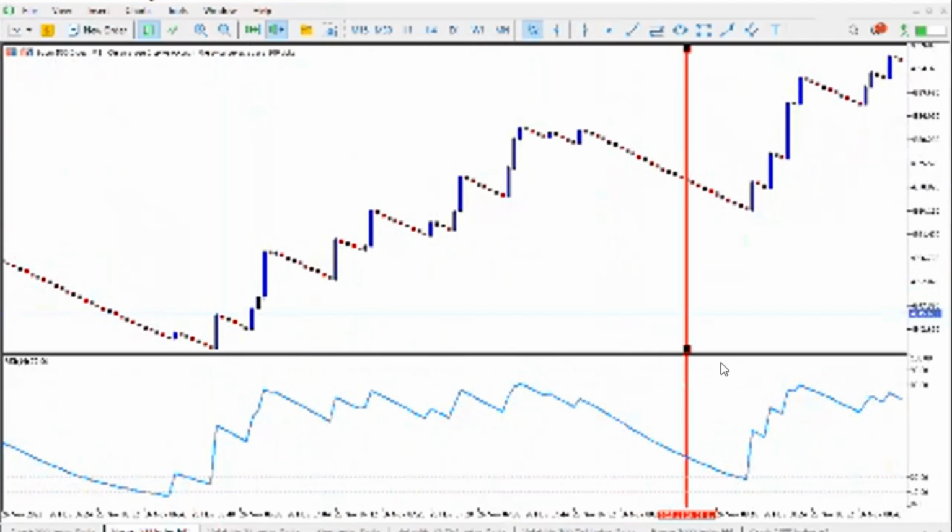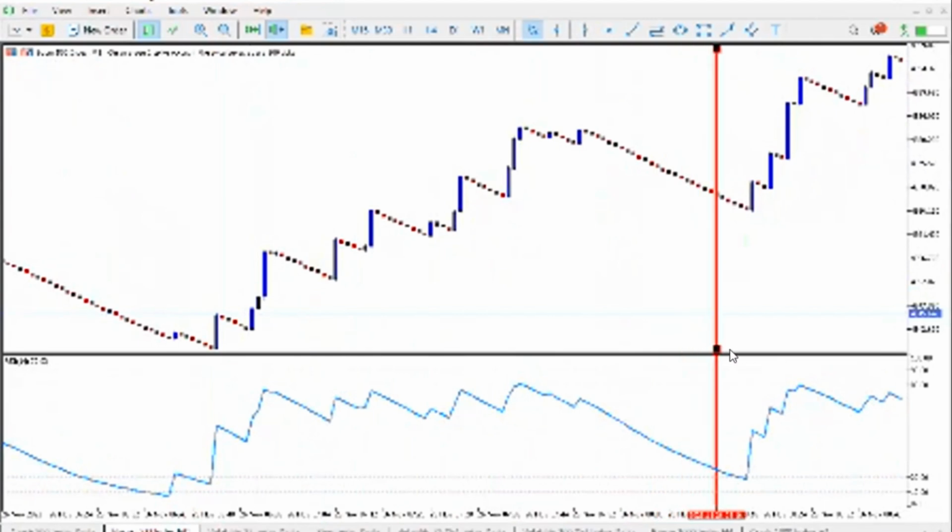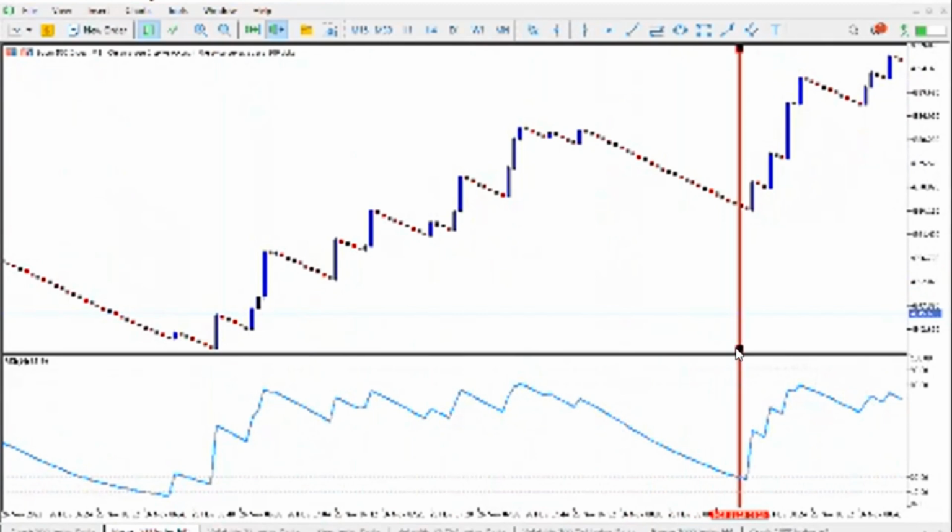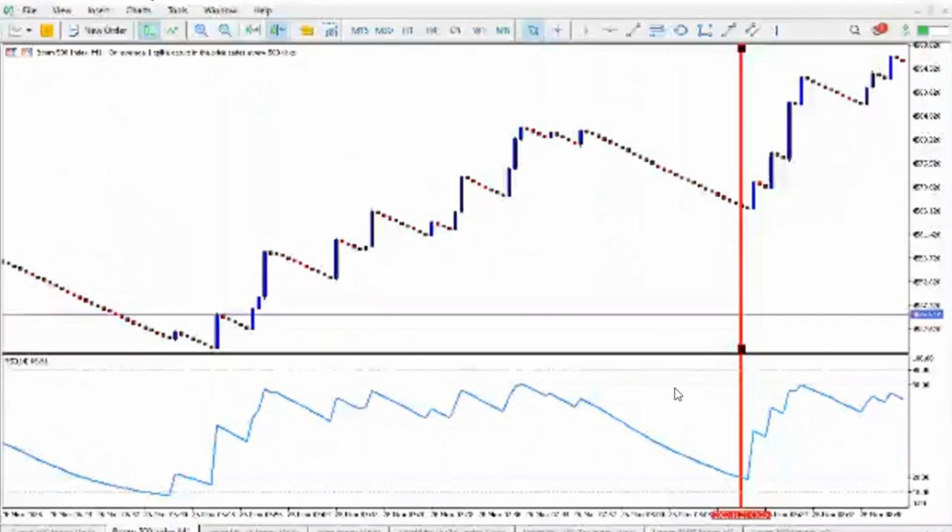This is another point where it touches the 20% line. Okay, so here is the spike. I will explain to you the reason why this spikes at this level when I want to show you how to actually trade Boom 500 and Crash 500, because the strategy is the same.